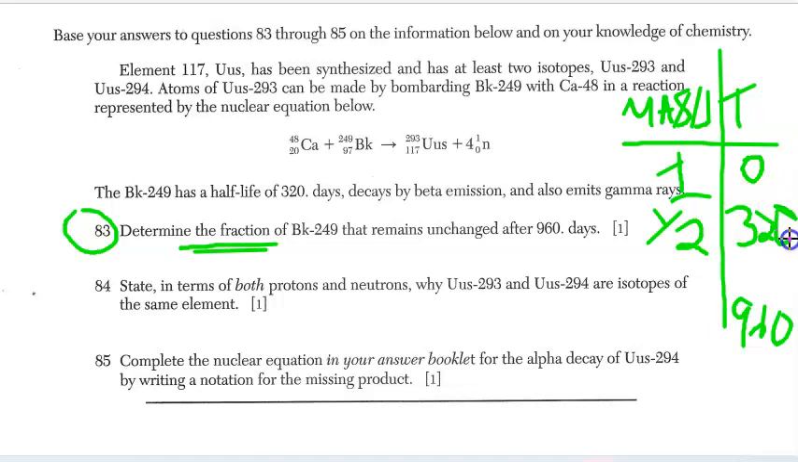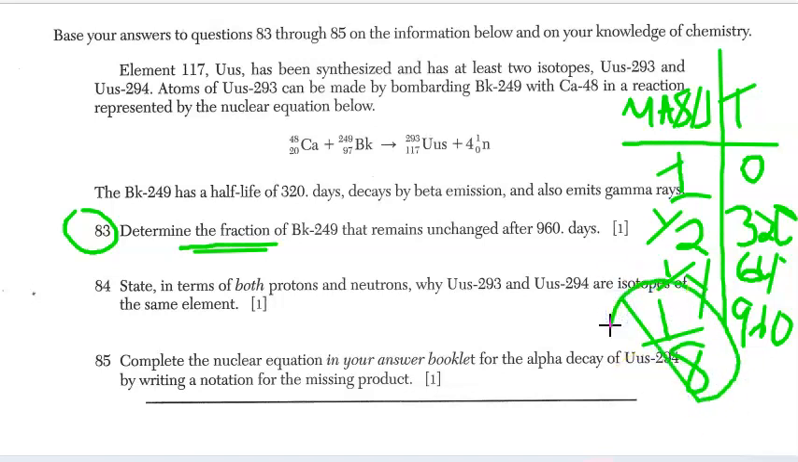So I'm having my mass and I'm just adding time. Well, the next half-life that we hit is going to be another 320 days. So 320 plus 320, which is 640, and now we're at a quarter. And now I'm going to add another 320, and now we're at 960. And half of a quarter is 1/8. And that is our answer.